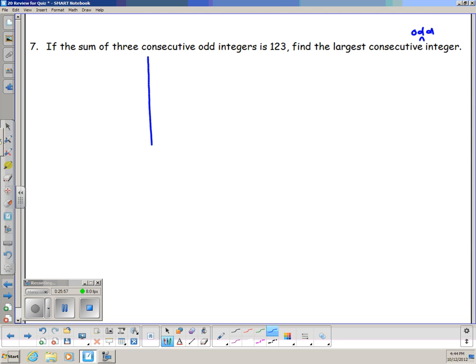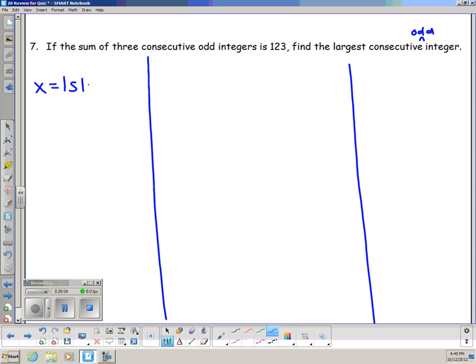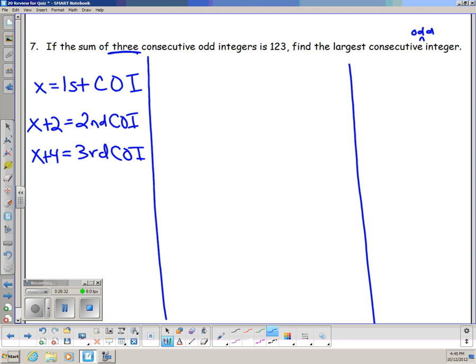If the sum of 3 consecutive odd integers is 123, find the largest consecutive odd integer. So x will be my first consecutive odd integer, COI. Just abbreviating, because I don't want to write consecutive odd integers every single time. I want 3 of these things. The next one is not x plus 1. It's x plus 2, which is the second consecutive odd integer. The next one after that is x plus 4. That's the third consecutive odd integer.